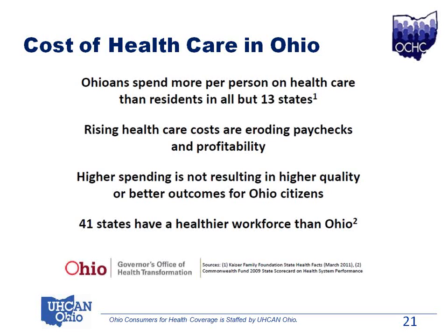So just to give you an example of the problem, this is a slide from Governor Kasich's Office of Health Transformation, which is leading the effort in Ohio to figure out how to move toward the triple aim of better health care, better health outcomes, and lower costs. The problem is Ohioans spend more per person on health care than residents of all but 13 states. Rising health care costs are eroding paychecks and profitability. Higher spending is not resulting in higher quality or better outcomes for Ohio citizens. 41 states have a healthier workforce than Ohio, so there's plenty of room for improvement.